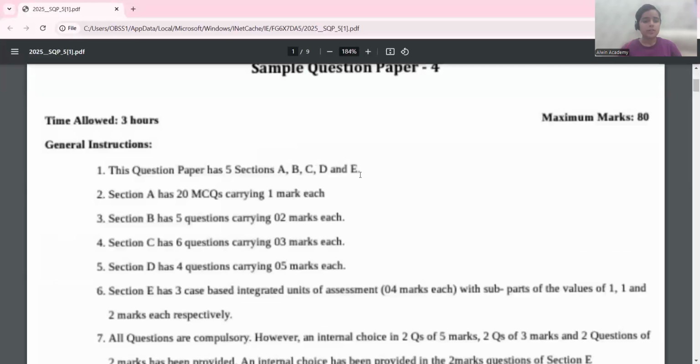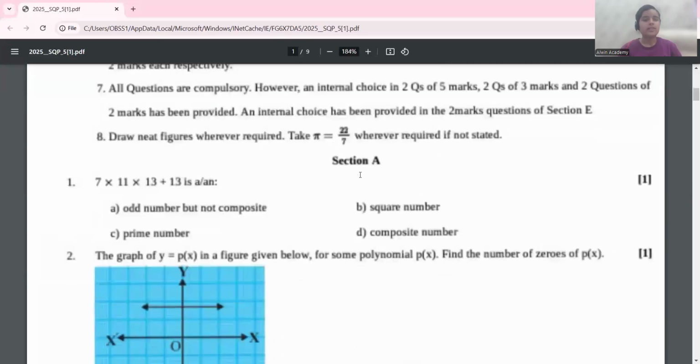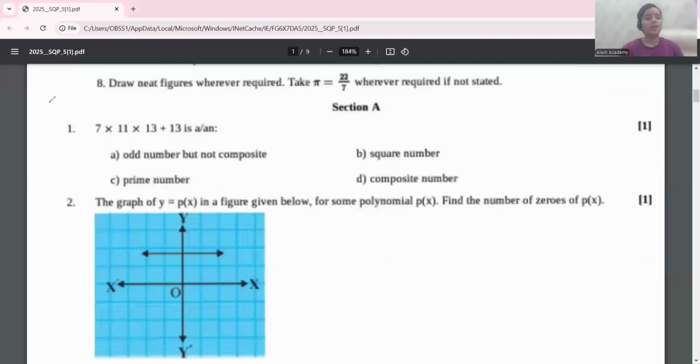The first question for today is 7 times 11 times 13 plus 13 is a or an. Now, this is the type of question we see a lot in NCERT. So at the end, what we do is we take 13 as common here and then we get something in the bracket. So we say that it has more factors than a prime number is supposed to have, and hence it is a composite number.